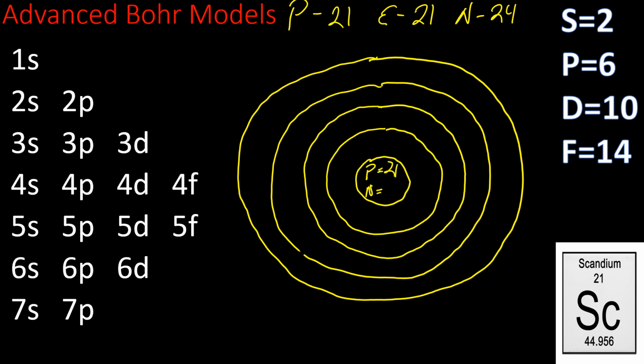Protons are 21 and neutrons are 24. Alright, so now I'm going to go ahead and start off down here, and in the bottom I'm going to write 21 because that's my electrons I'm going to start with. So we're going to go at a diagonal angle. So we're going to do 1s. So that means in my first shell, I'm going to have 2 electrons.